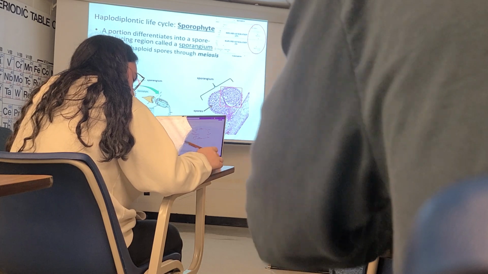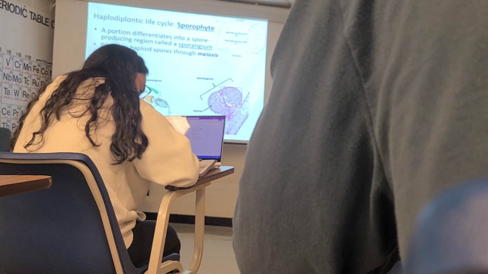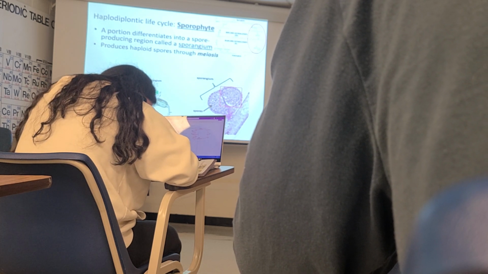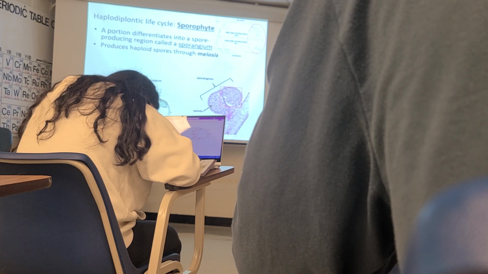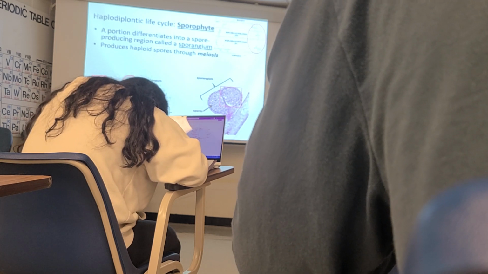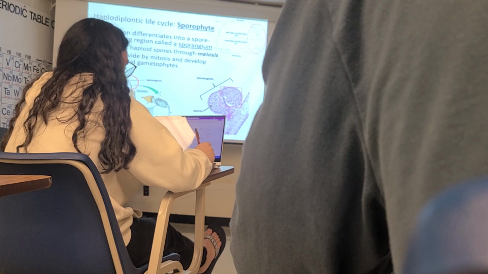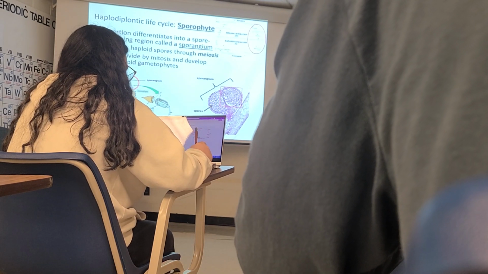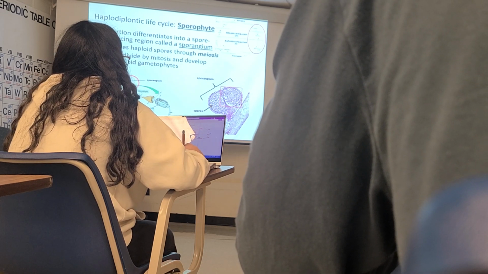Now, how does it make these? This is where meiosis is going to happen. This is the only place where meiosis is going to happen in the alternation of generations life cycle. Everything else is either fertilization or mitosis. So it makes the spores, not the gametes. Once the spores are produced, they're going to divide by mitosis and develop back into the stage that we started with, the gametophytes.